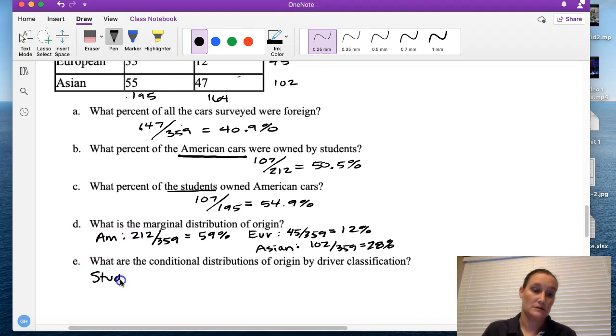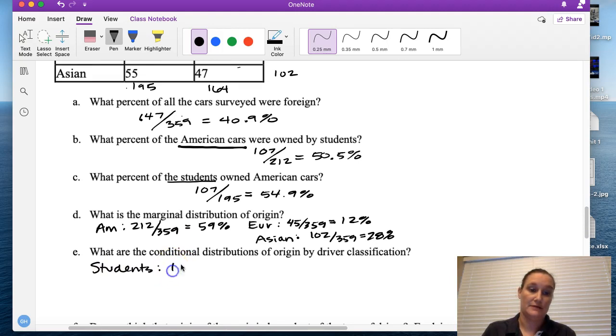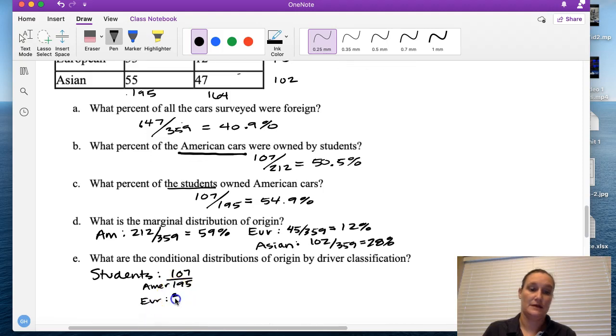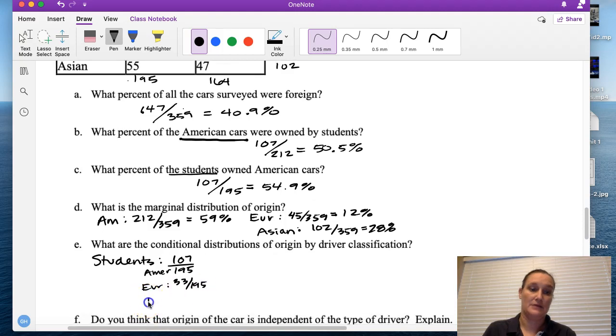So for students, we would do 107 out of 195. That would be American. Oops, I forgot to label it. European would be 33 out of 195. And then Asian would be 55 out of 195. And you'd get percents for those. I'll do that in the next step because I'm going to use these numbers in part F, but I'm not going to write it right here.